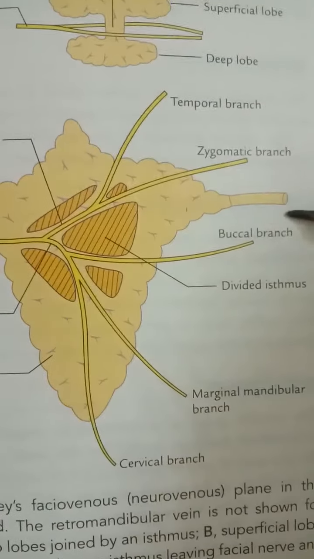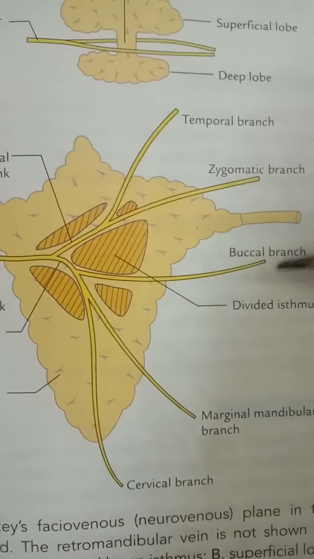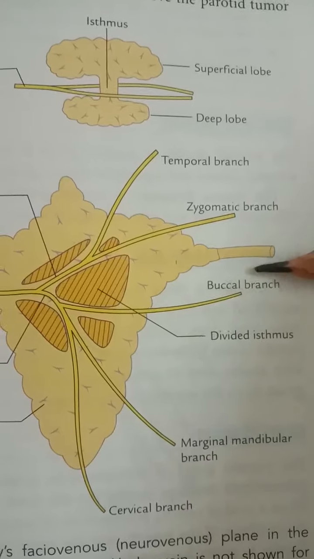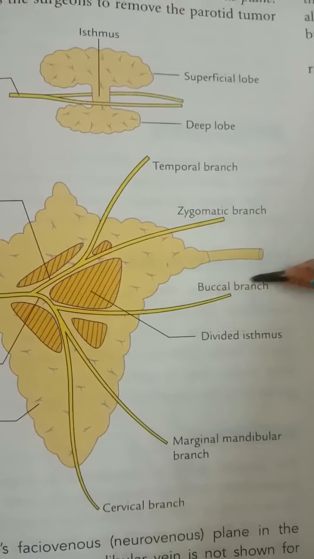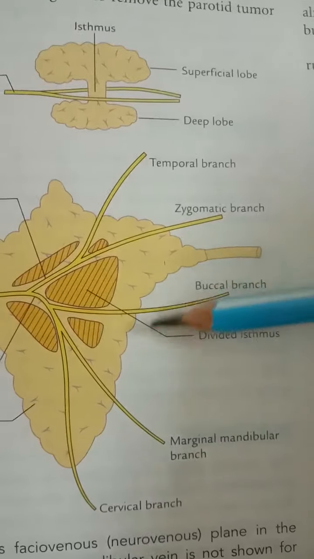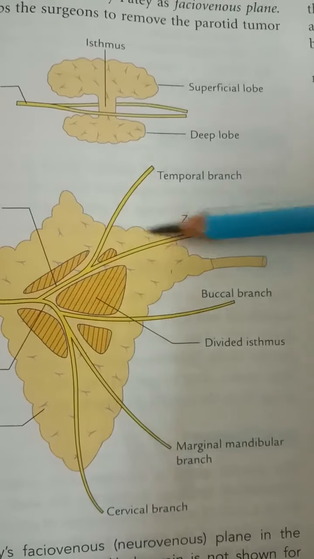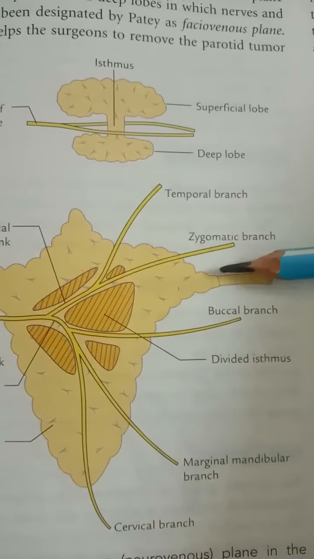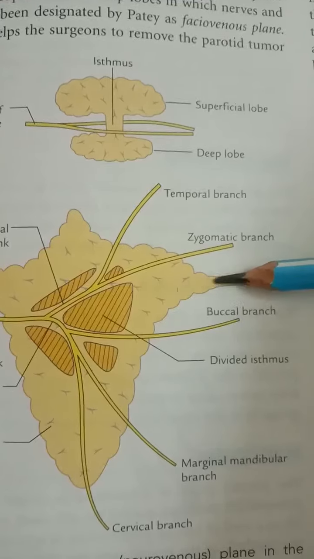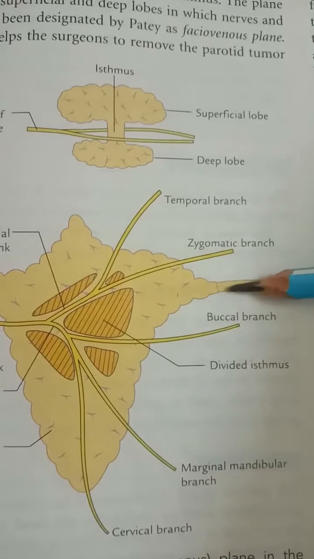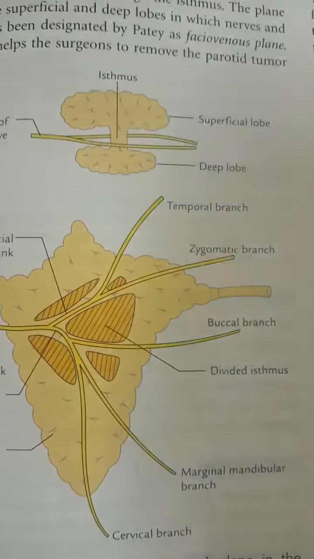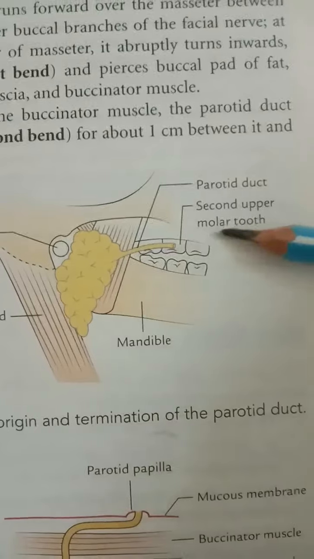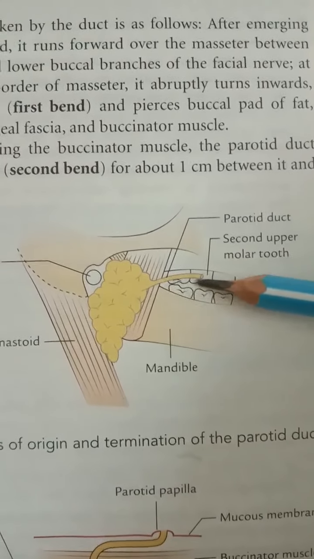Then the parotid duct, which is also called the Stenson duct. So here you can see. It is 5 centimeters long, and it emerges from the middle of the anterior border of the gland. Here you can see the anterior border, and it starts from the middle of the anterior border and opens into the vestibule of the mouth opposite the crown of the upper second molar tooth. In this diagram you can see the second upper molar tooth.